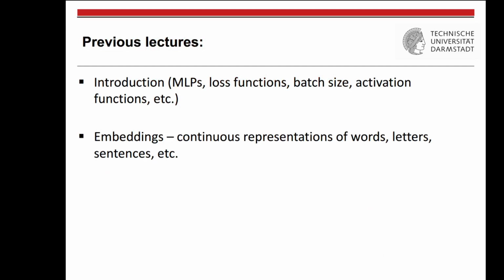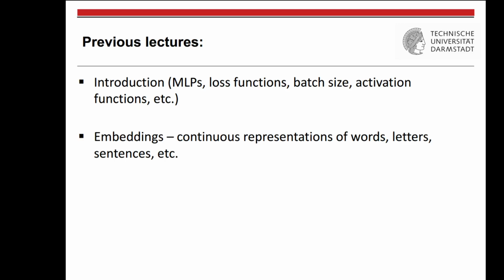So, in the previous lectures, we started out with multi-layer perceptrons, and then we saw all of the details of those, like what we're doing in deep learning. We minimize the loss function. We choose a batch size for the learning process. We have different activation functions, etc. So we saw all of the material for a basic neural network.